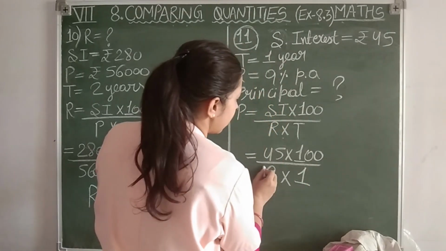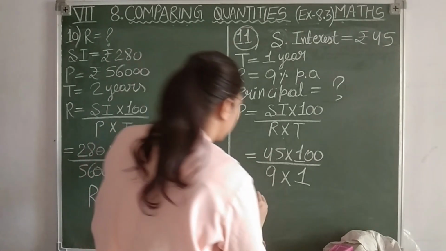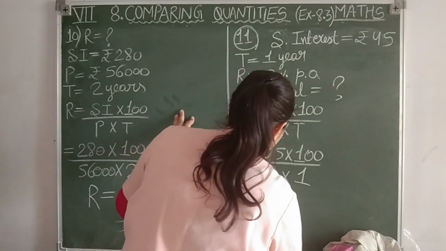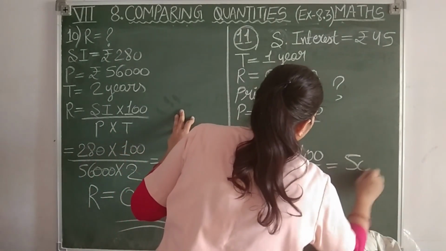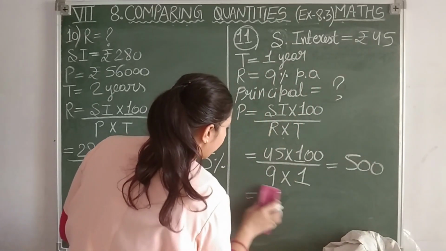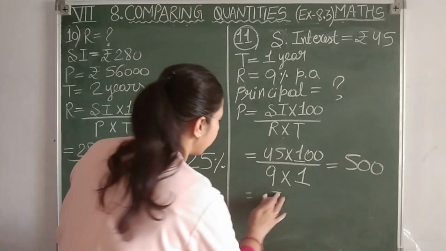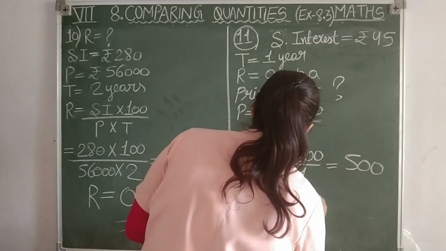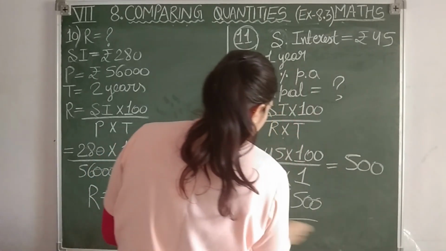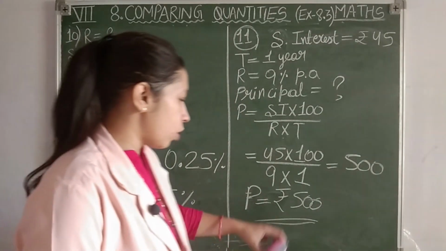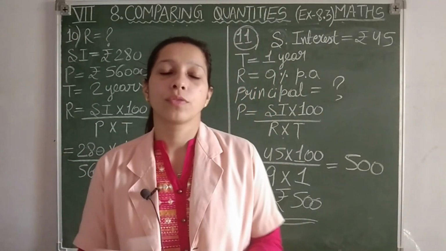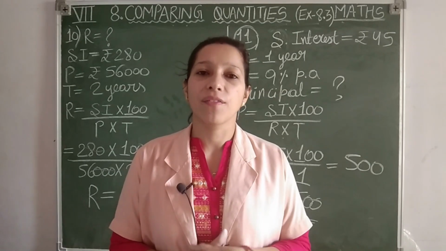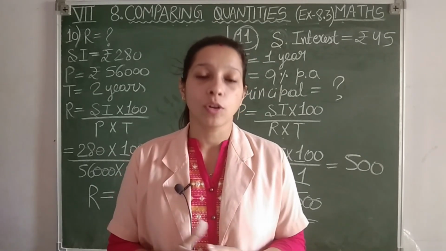So 9 ones are 9, 9 fives are 45. You will get 5 into 100. 5 into 100 means 500. So students, you got 500, means the final sum will be rupees 500. So this was your last question from exercise 8.3, and with this we have completed chapter number 8 also, students.